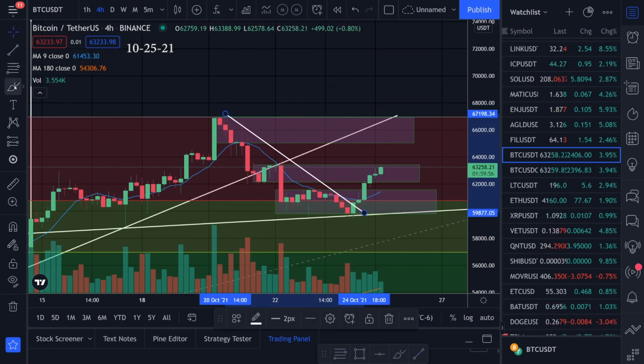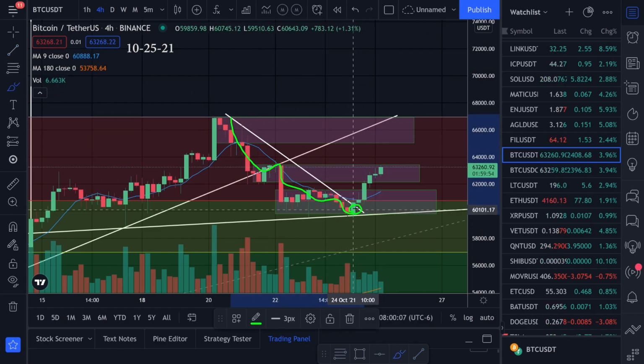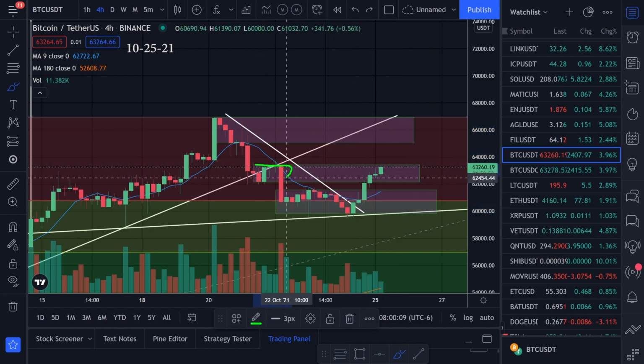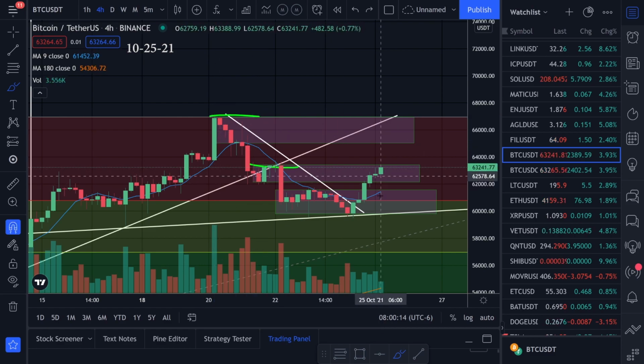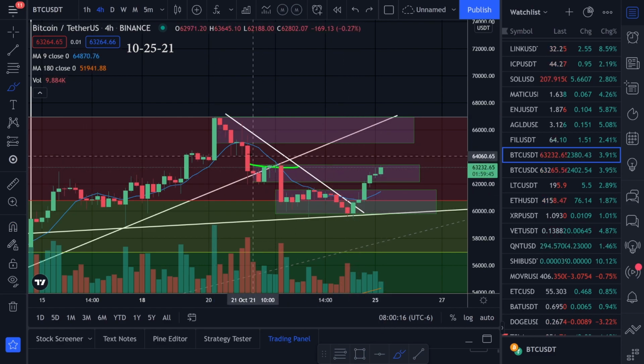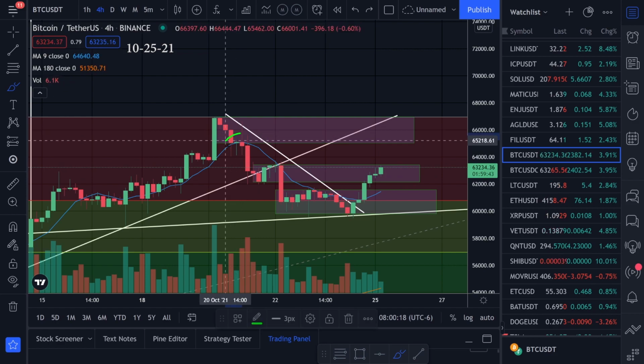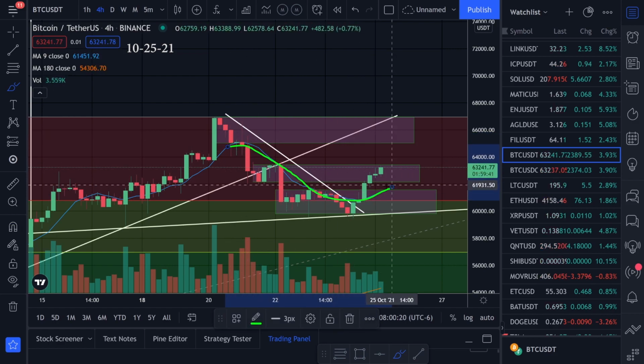This looks pretty solid right here. We had this downtrend like this. We broke that to the upside. Now it looks like these zones right here look pretty solid on this time frame as well. You can just kind of see them pretty clearly. And this 4-hour 9 moving average right here, you can see it pretty clearly as well.